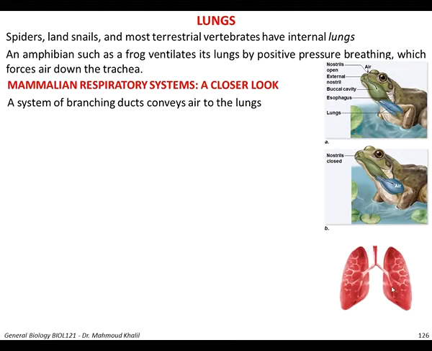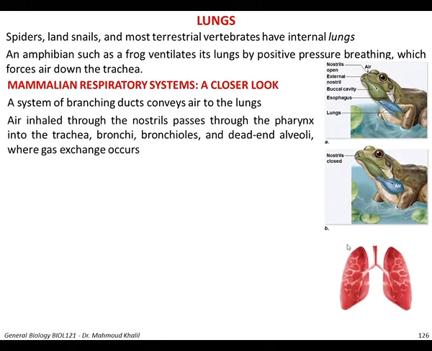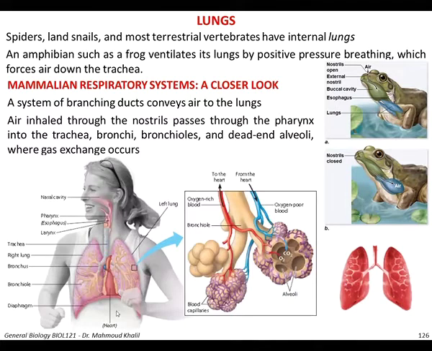In our case, we have another complicated structure for our respiration, which is the lung. And actually, it is a system of branching tubules or ducts that convey air to the lung. The inhaled air starts from the nostrils and passes through the pharynx into the trachea, bronchi, and then bronchioles, which are inside each lung. This ultimately leads to the dead-end alveoli inside the lung, if you have a closer look.